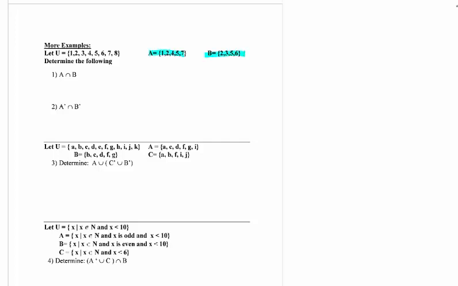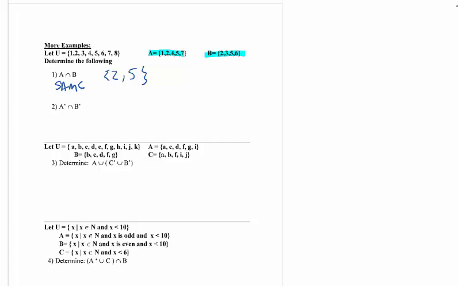A and B, and we're looking at the intersection, which is what's the same. So looking at this, 1 is not the same. 2 is, 4 is not, 5 is, 7 is not. We really just have to look at A and say what matches. I don't really need to refer back to B in that case. So my answer there is 2 and 5.